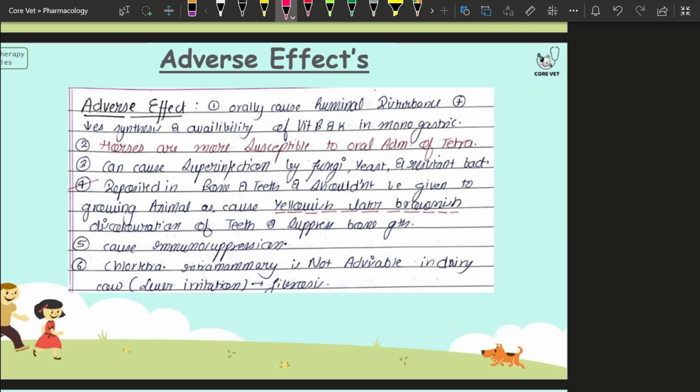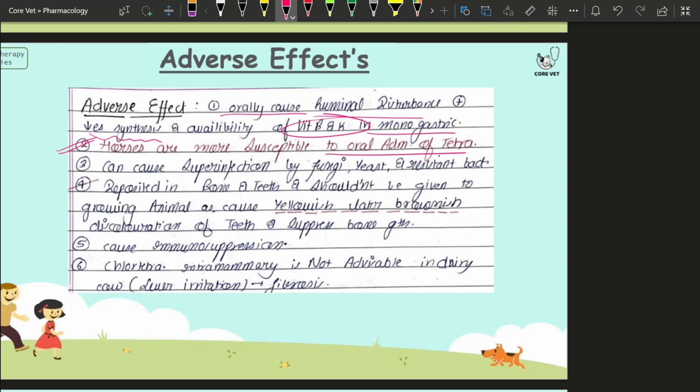So if you are giving tetracycline orally, it will lead to what? Ruminal disturbances, right? And will also lead to a decrease in the synthesis of vitamin B and K in the cases of monogastric animals, right? Horses are more susceptible to oral administration of tetracycline, right? So horses should be given tetracycline through either the IM or the slow IV route. If you are giving it IV, take care that you don't give the injection rapidly, right? Why? I'll tell you that too in the adverse effects, later.